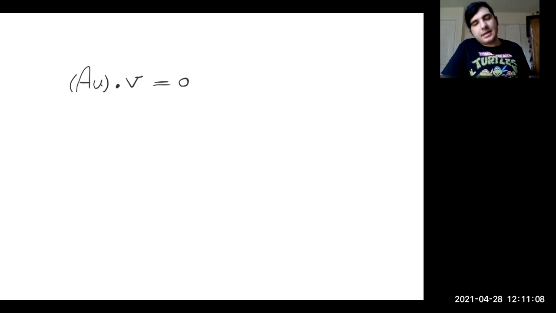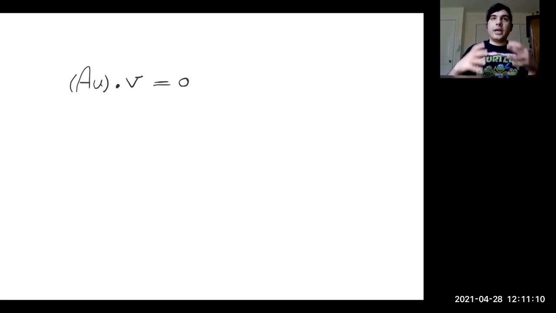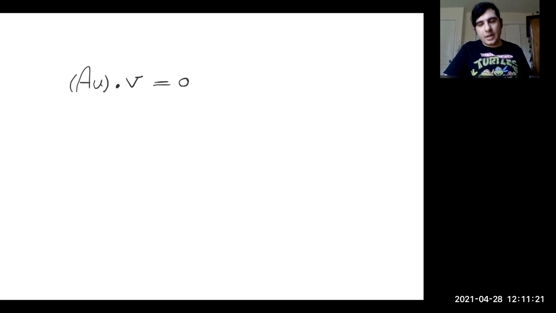So this inner product can be written in matrix form. I can write it as multiplication of matrices. That is usually useful. That's not a bad way to do these things. So AU dot V can be written as V transpose AU. These two are equal, right?